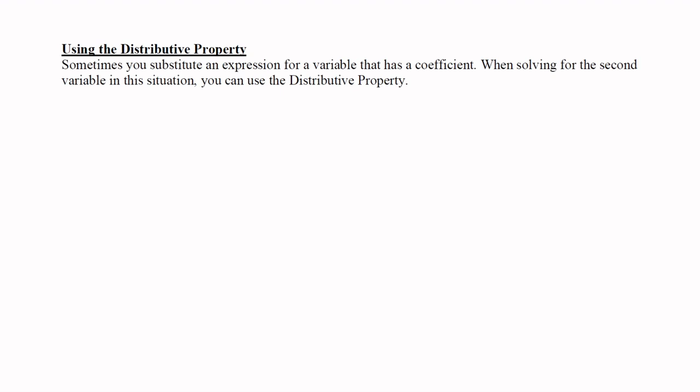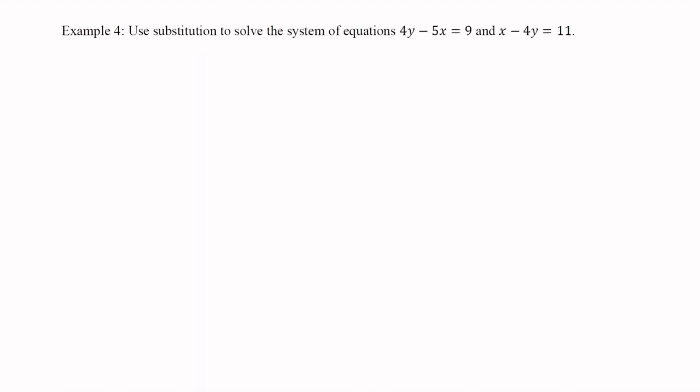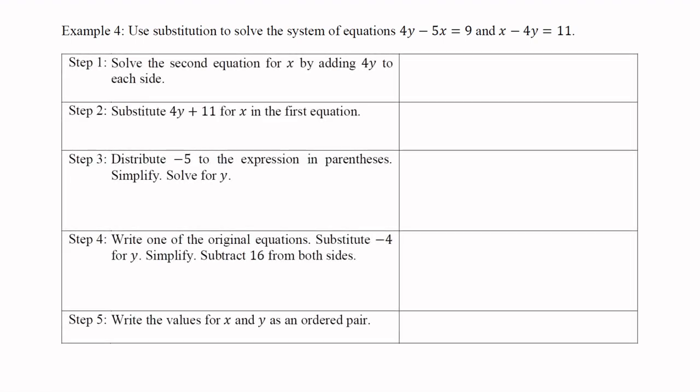Sometimes you substitute an expression for a variable that has a coefficient. When solving for the second variable in this situation, you can use the distributive property. So let's use substitution to solve this system. Again, we are going to solve the second equation for x because it's really the only thing that doesn't have a coefficient attached to it. So we take the second equation and solve it for x by adding 4y to each side.